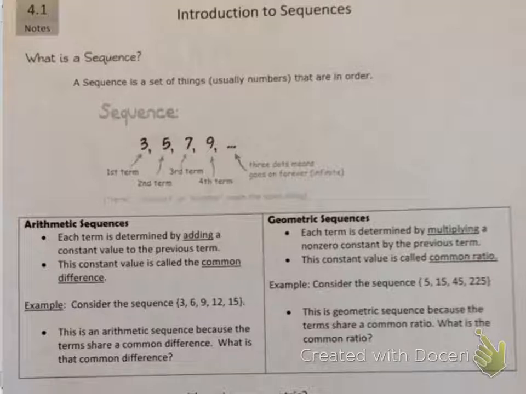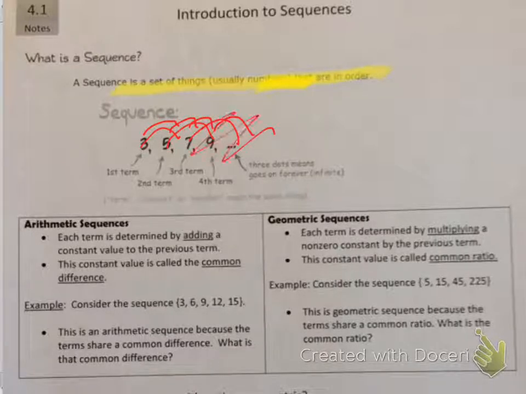A sequence is a set of things, usually numbers, that are in order. So here we have the numbers 3, 5, 7, 9. We can tell what that order is going to be because we know a pattern that's going to happen between 3 and 5, between 5 and 7, between 7 and 9. So the sequence is formed, and we can actually find the next numbers in that sequence if we wanted to.